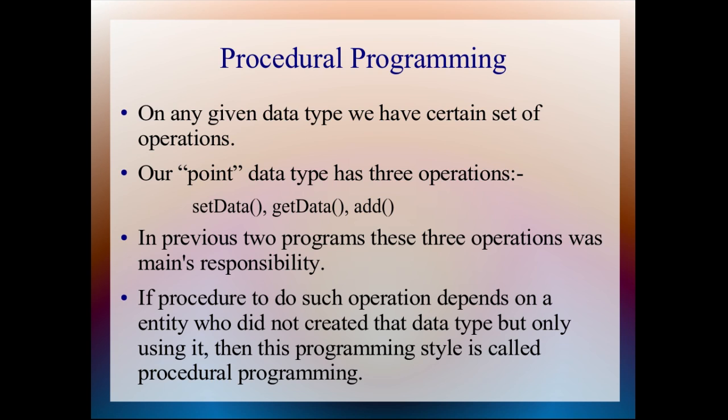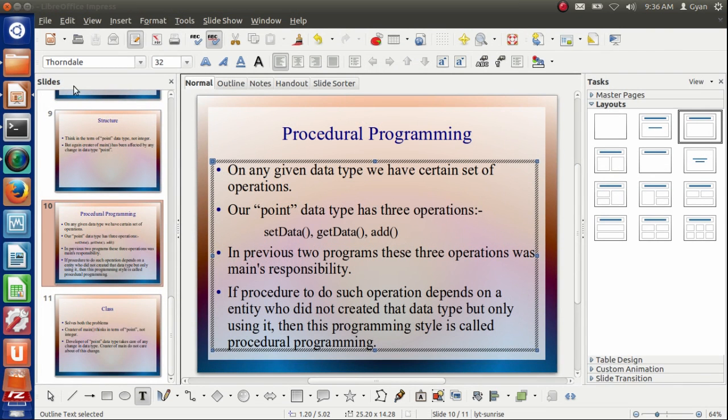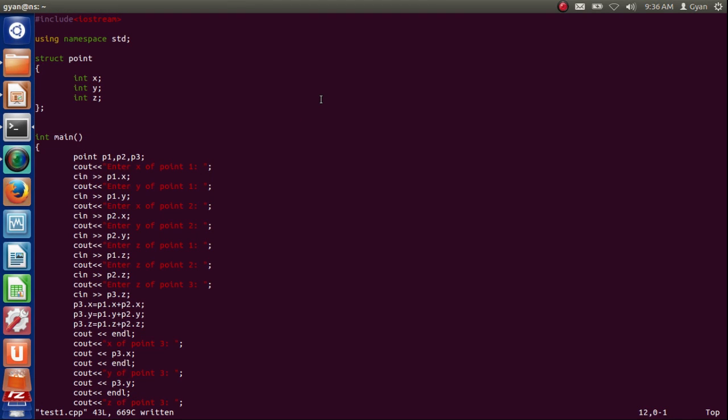Just like that, user defined data types also have a certain set of operations. The point data type which we used is a user defined data type. This point data type also has three operations: set data, get data and add. Maybe you haven't noticed. Let us go to the last program which we created using a structure.